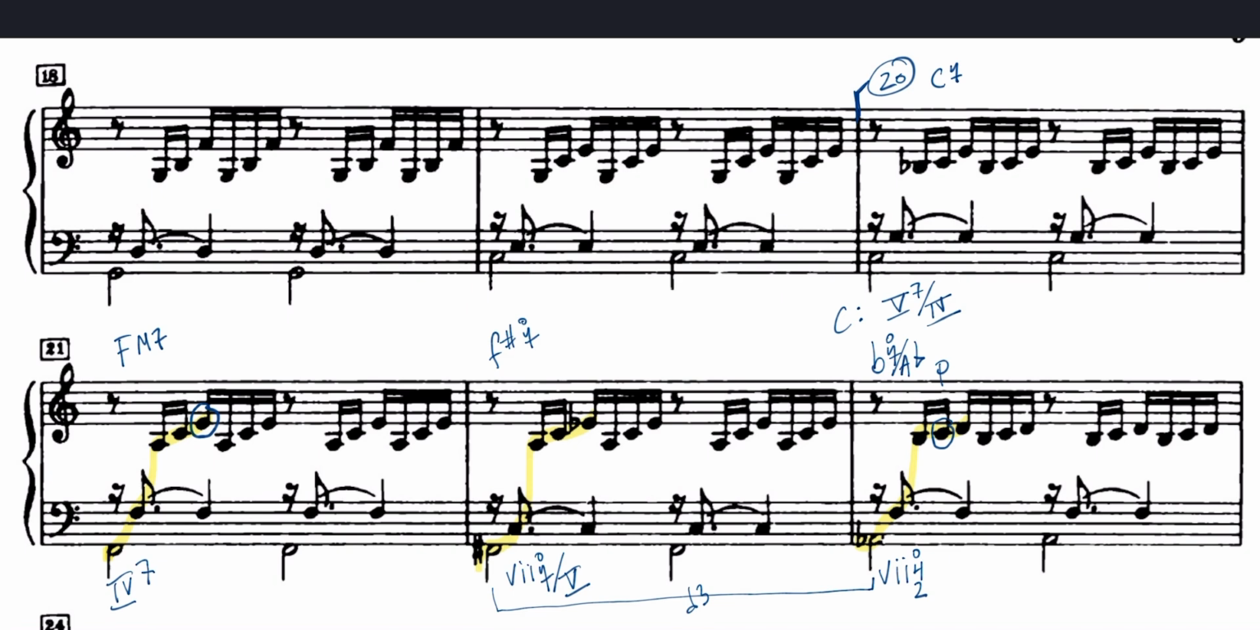So, wow, that's a lot of stuff. Why don't we listen to the whole thing starting from measure 20. So here's what the music sounds like. Again, we start with that C7 chord.